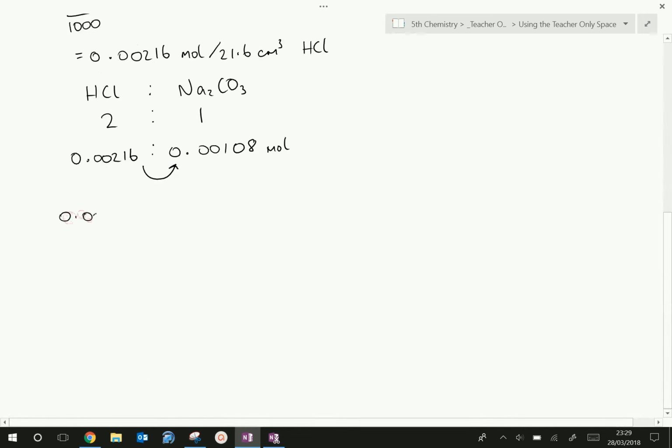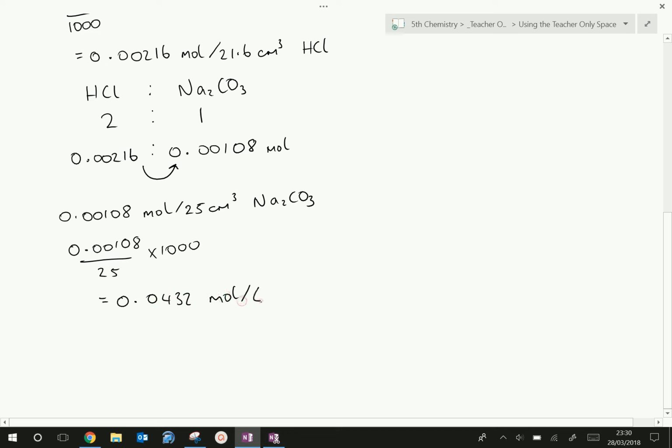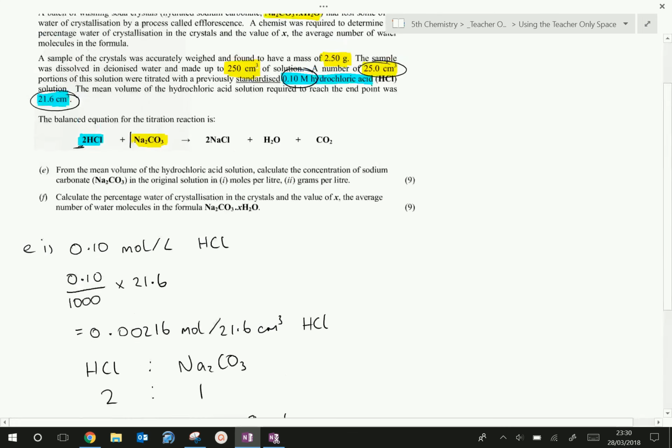So that is 0.00108 moles per 25 mils of sodium carbonate. And then to get that into moles per litre, I need to divide it by 25 and multiply by 1000 to bring it up to 1000 mils. And that is 0.0432 moles per litre of sodium carbonate, which is what the question asked for, moles per litre.